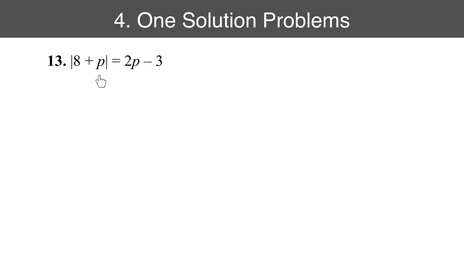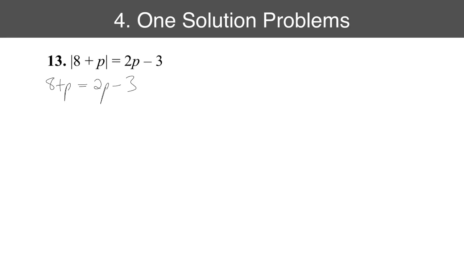First thing we look at, is there anything outside the absolute value? And there's not anything outside the absolute value on this left side, so we can go on and make our two equations. So the first one would be 8 plus p equals 2p minus 3. Remember, you just write it the exact way it looks. You just drop the absolute values.